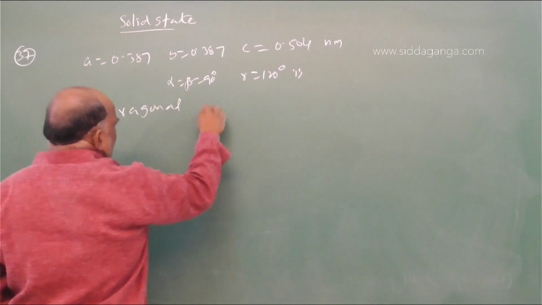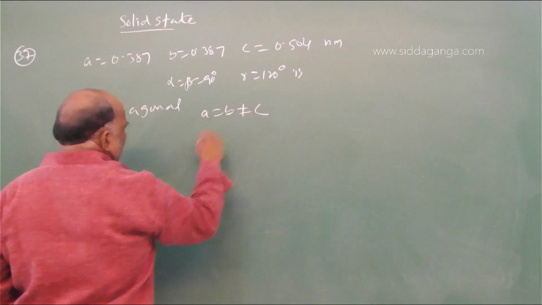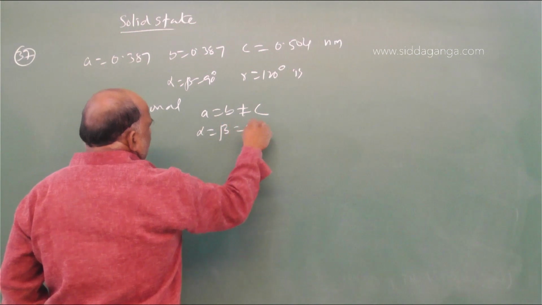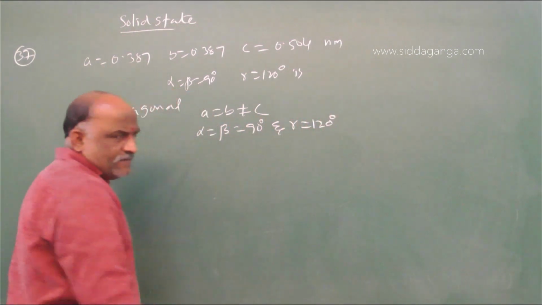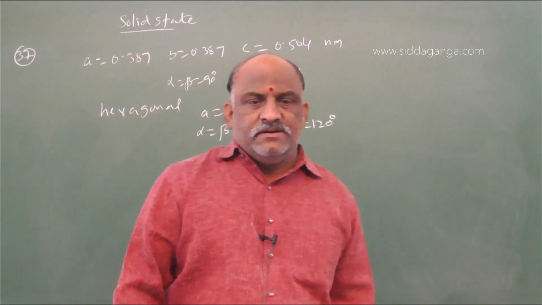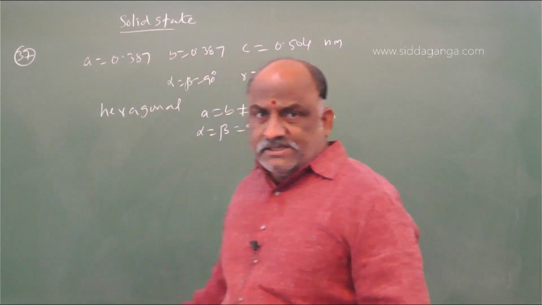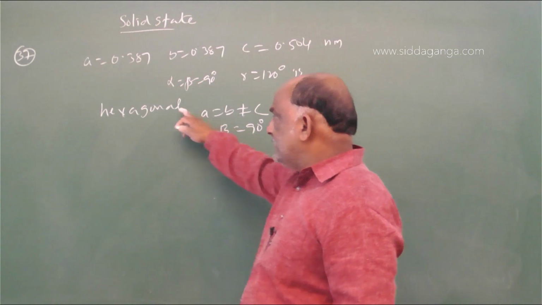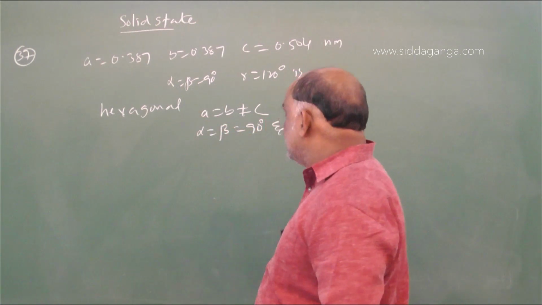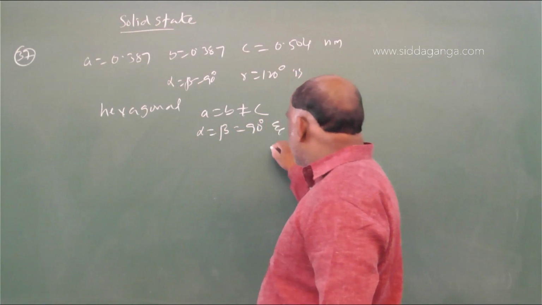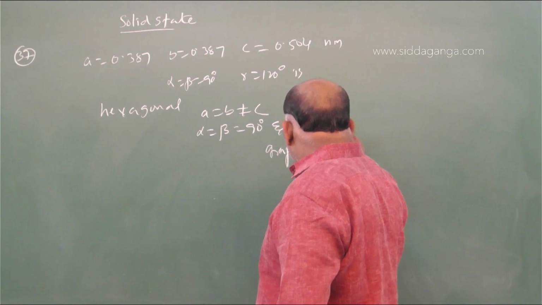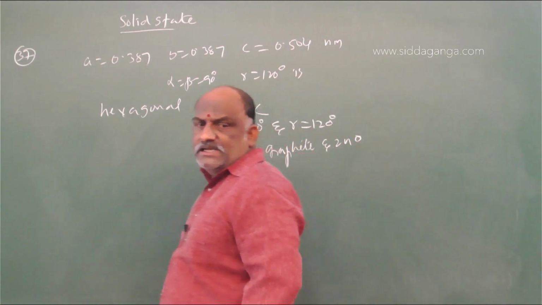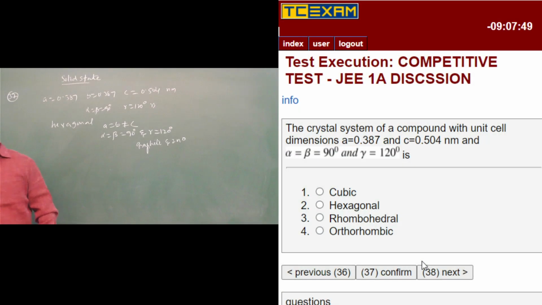Hexagonal, because a is equal to b not equal to c, alpha is equal to beta is equal to 90 degrees, and gamma is equal to 120 degrees. These unit cell parameters are satisfied by the hexagonal crystal lattice. Examples: graphite and ZnO. Graphite and ZnO are the examples for this. Direct question, no need to worry about this.